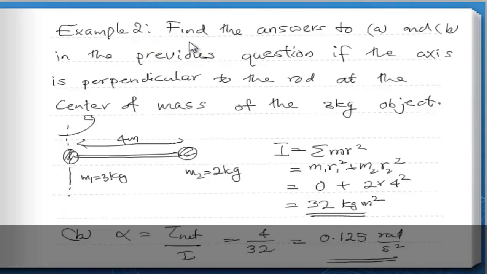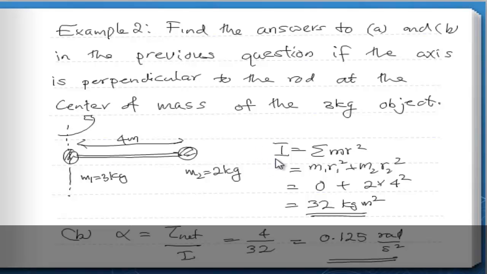Now this is the second example. Find the answer to A and B in the previous question if the axis is perpendicular to the rod at the center of mass of the 3 kilogram object. The new rotational axis is going through the center of mass of the 3 kilogram object. Previously we had the axis through the center of the rod, but now it's a different rotational axis. Now we will see whether it makes any difference to the answers we got.